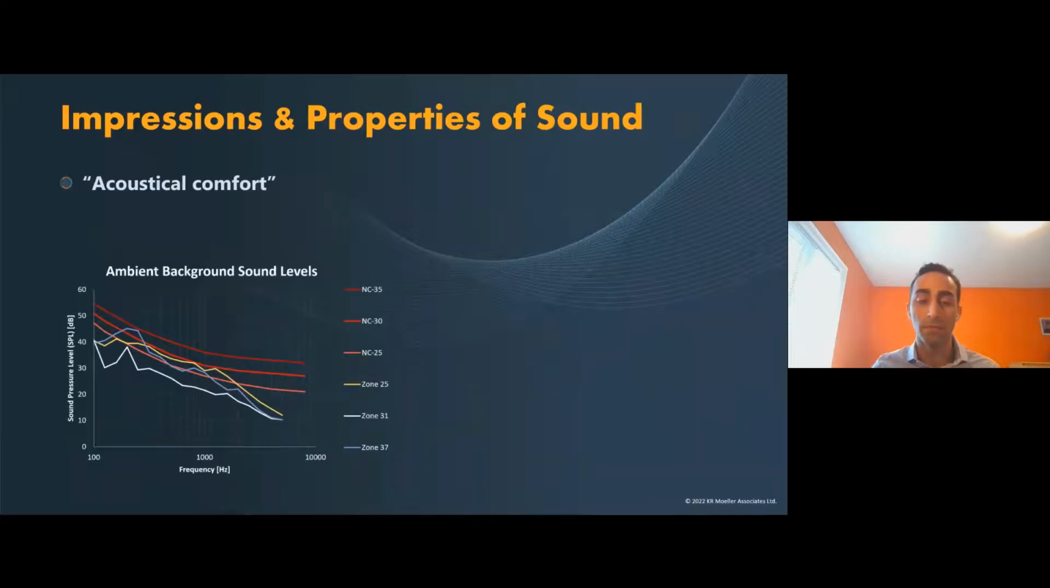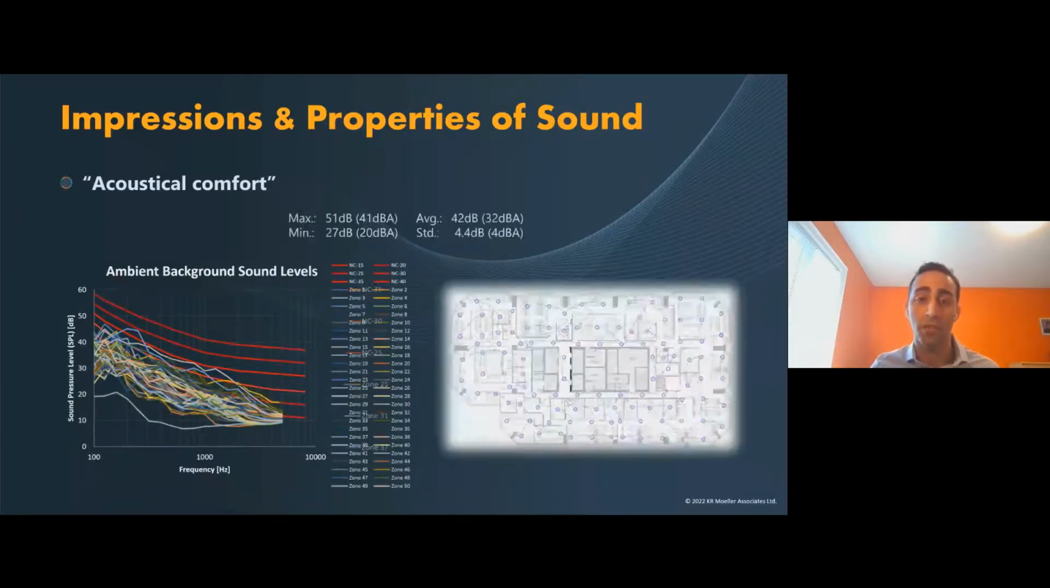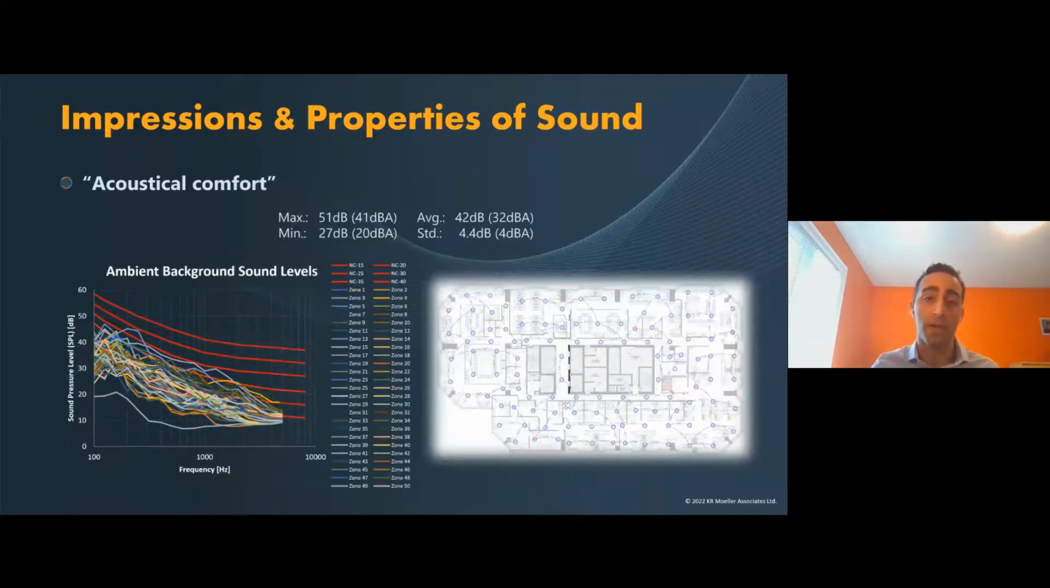Moments ago, I shared this plot. This time around, I'm going to present you a more complete set of measurements of background noise conditions for this specific facility, which is unoccupied. I'd expect you to be surprised by the extent of the apparent variability. In fact, there's 21 dBA between the minimum and maximum overall levels, with the average being around 32 dBA.